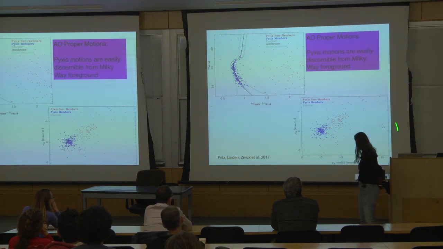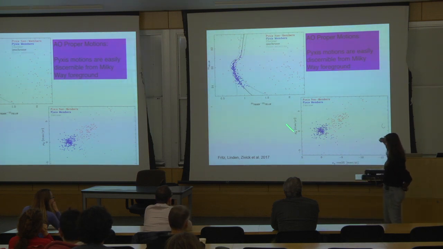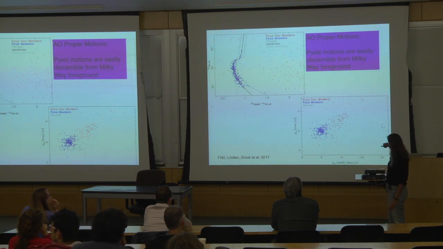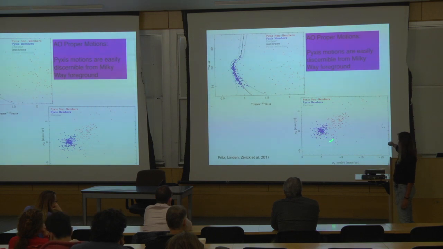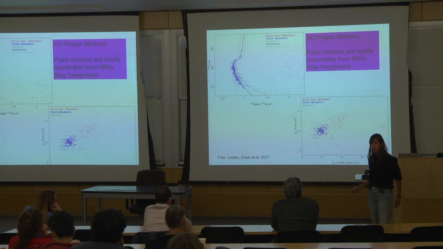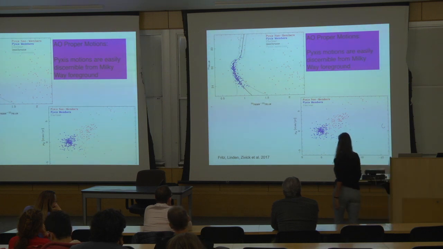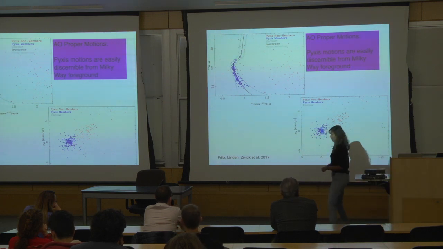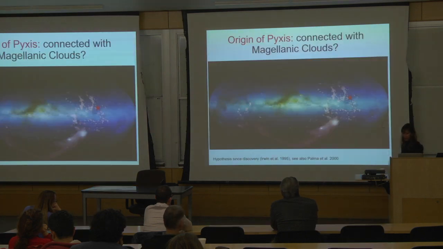Okay, and that can be seen here. This is what's known as a proper motion diagram. This is motion essentially towards the north and motion towards the east in the sky. For Pyxis stars, you can see that they separate in blue from what we think are Milky Way background, just kinematically. So that's useful because it really does end up being a simple experiment.